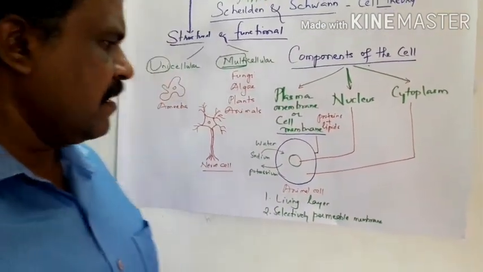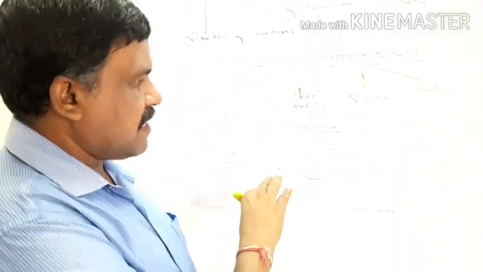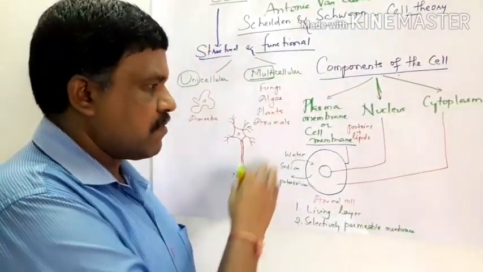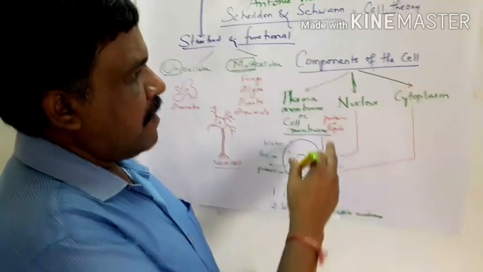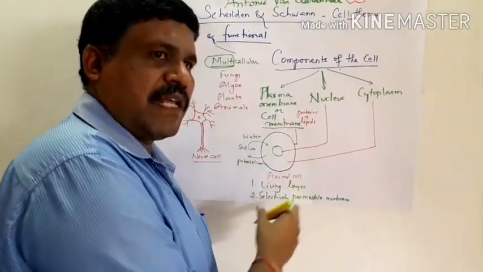Are you able to understand here? So the plasma membrane is a selectively permeable membrane. That means it allows only certain substances to pass inside and certain substances to pass outside. This is what is said to be the selectively permeable membrane. Okay, next, when I talk about the nucleus here, the nucleus actually controls the whole cell.